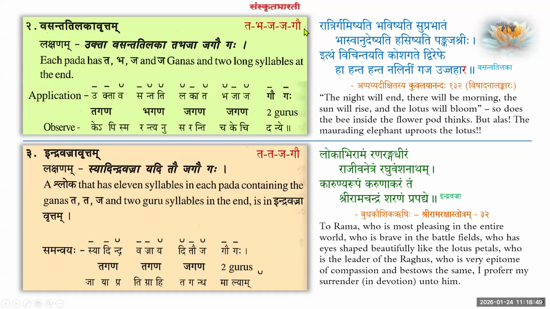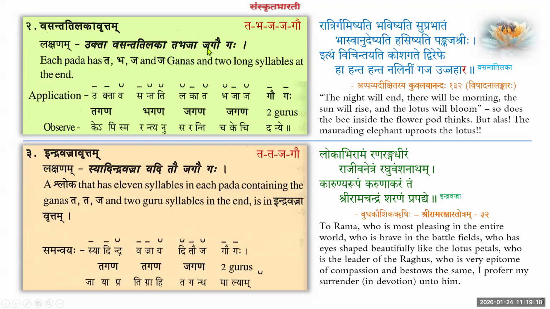So Tabaja Gau. The Tabaja Gau is there in this Lakshana. Ukta Vasanta Tilaka Tabaja Jagaugaha. It is made this way so that as a very young student, you memorize these things, and later on in life, it will become innate to you. Tabaja Jagaugaha, like that. But the first thing is, what is the total number of varnas? So 14.